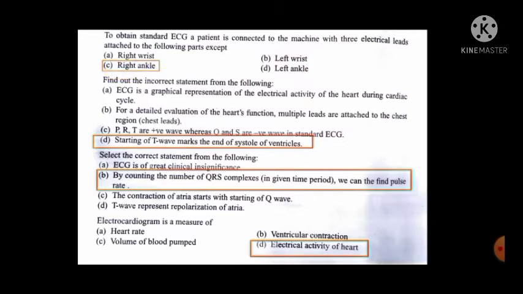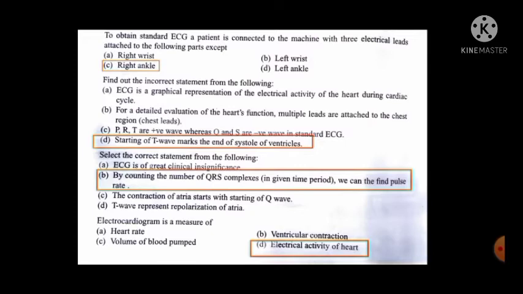Find out the incorrect statement from the following. ECG is a graphical representation of electrical activity of the heart during the cardiac cycle. This is a true statement. For detailed evaluation of heart function, multiple leads are attached to the chest region, chest leads. This is also right. P, R, T are positive waves, whereas Q and S are negative waves in a standard ECG, because Q and S lie on the negative x-axis.